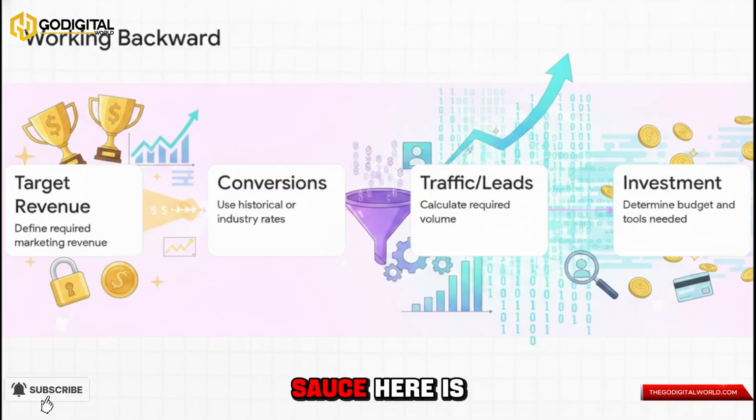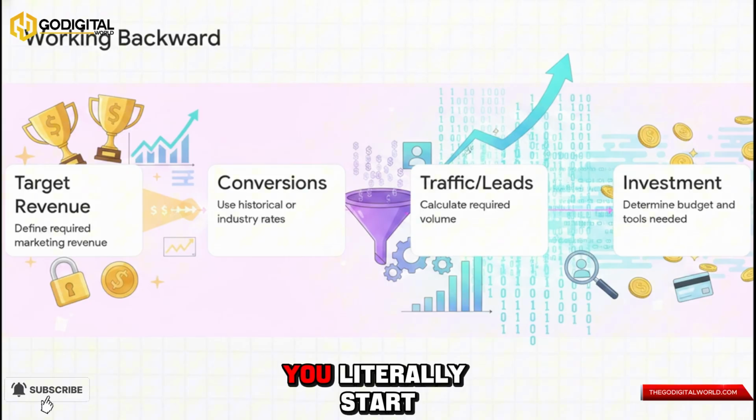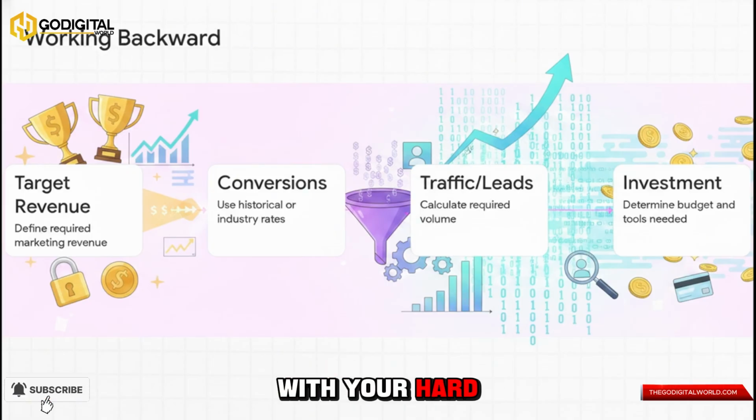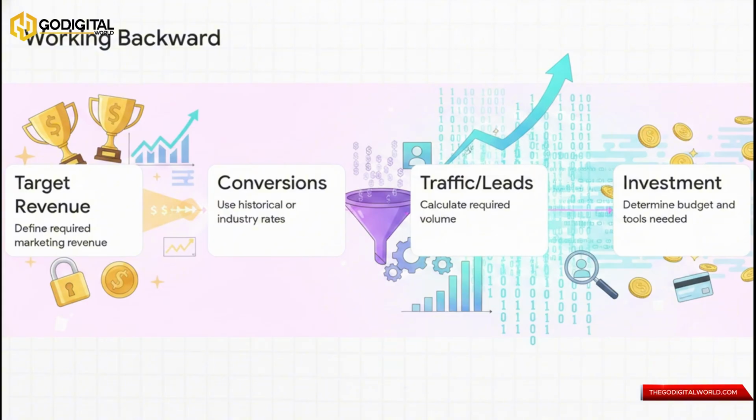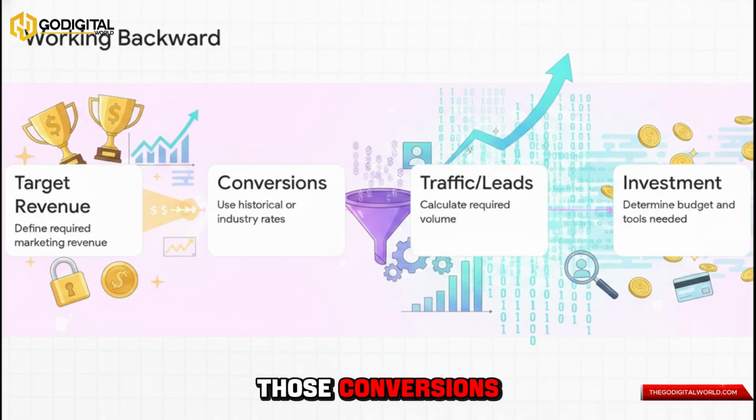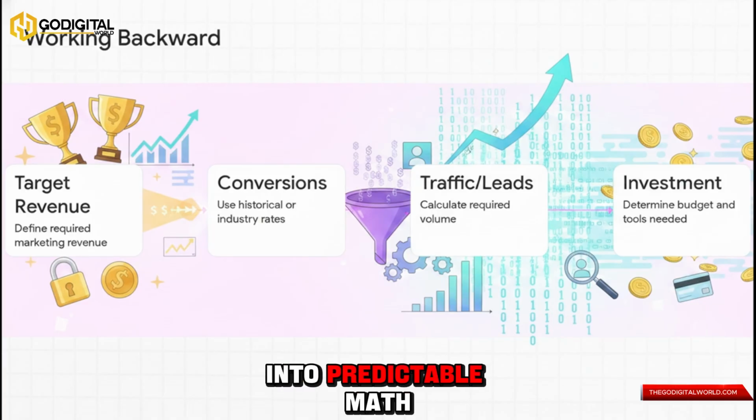So the secret sauce here is working backward. You literally start at the finish line with your hard target revenue. That's step 1. Then you look at your historical or industry expected conversion rates. From there, you calculate the exact traffic or lead volume required to hit those conversions. And finally, that tells you the budget, time, and tool investment required to make it happen. It takes marketing from a hopeful guessing game and turns it into predictable math.